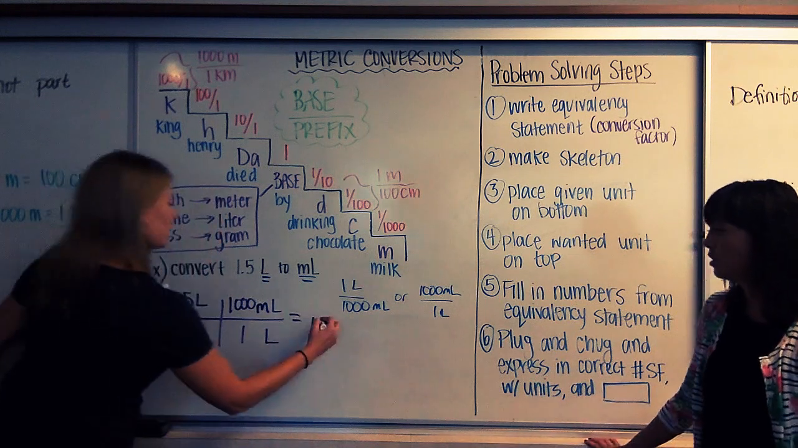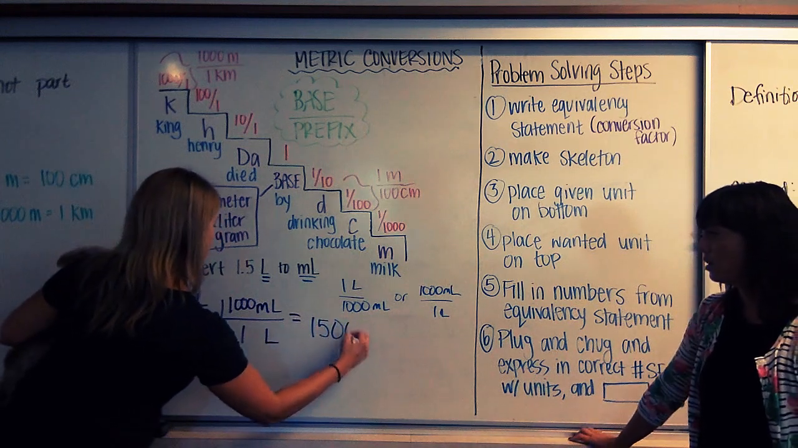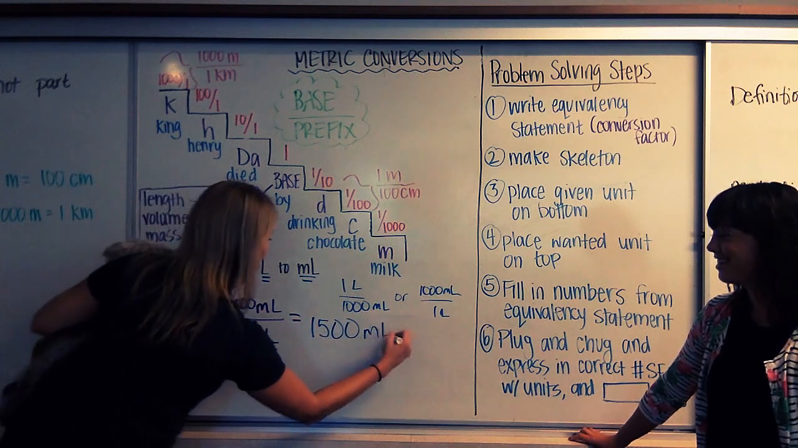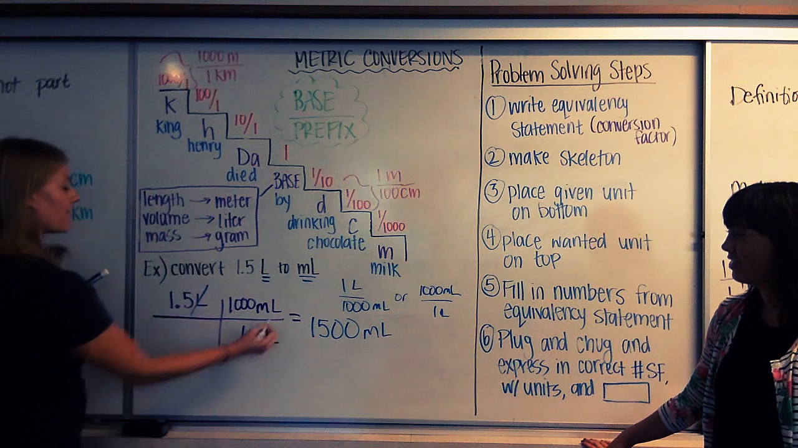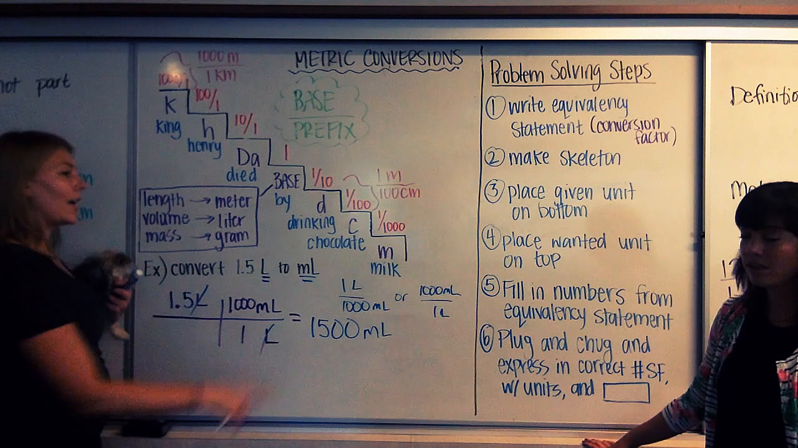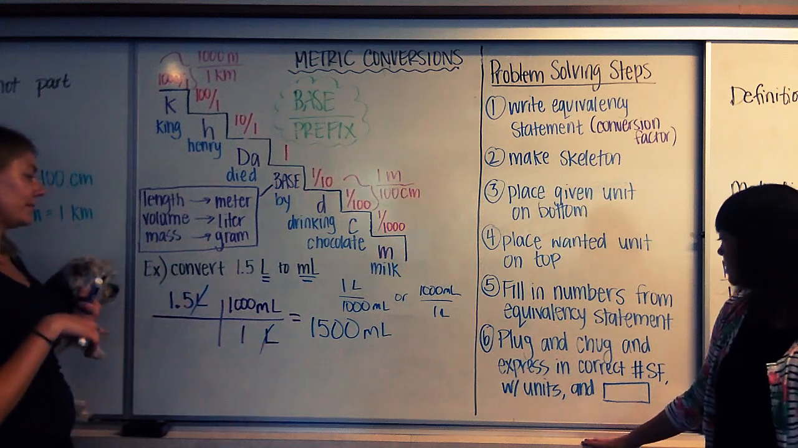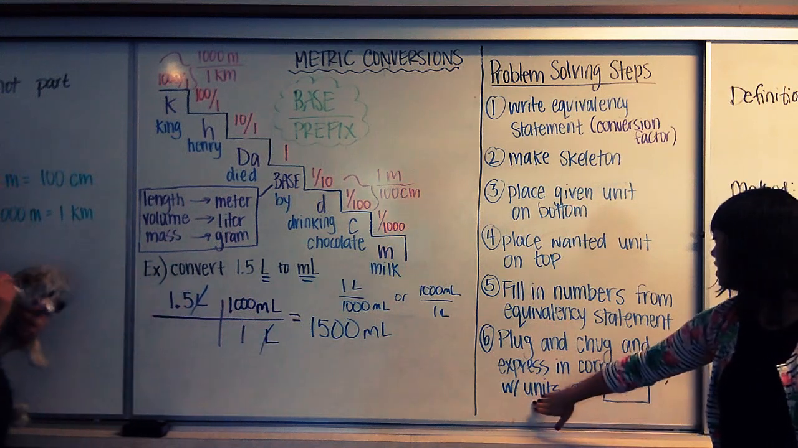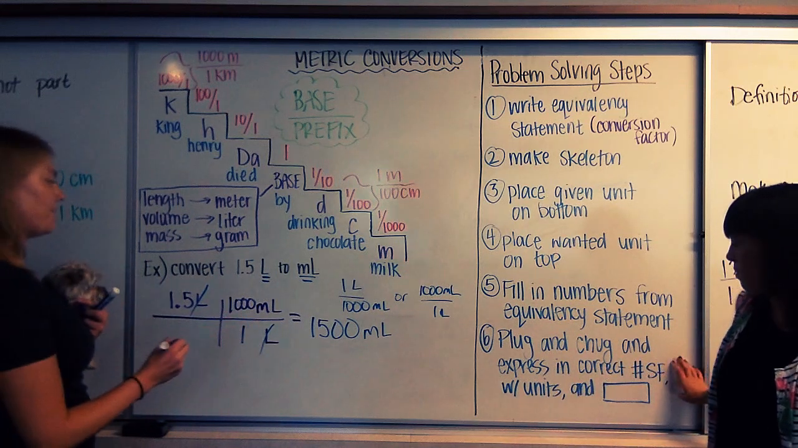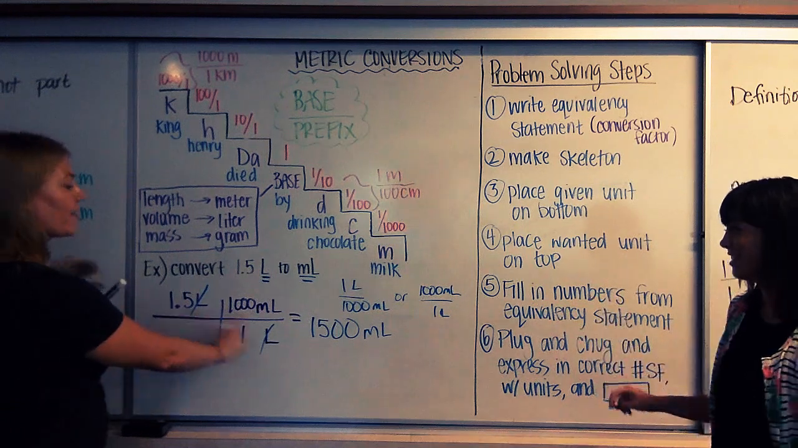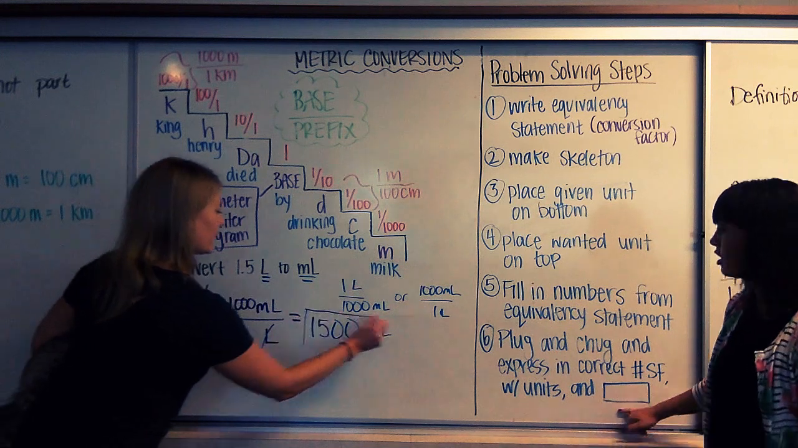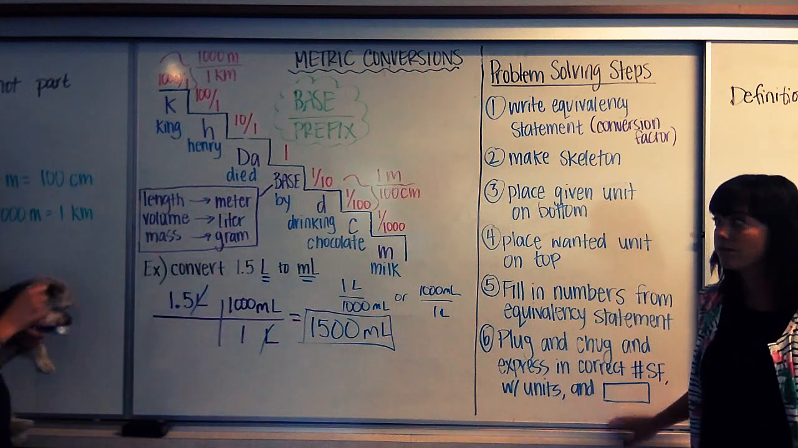We're going to get 1,500 milliliters. Liters crosses out because it's on top and bottom. Anytime you have a unit that's on top and bottom, it will cross out. Okay, so we expressed it with our correct units and our correct number of sig figs, which is 2. We have 2 sig figs here. We have 2 sig figs in our answer. Both of those zeros aren't significant, and then we want to make sure that we always box our final answer.